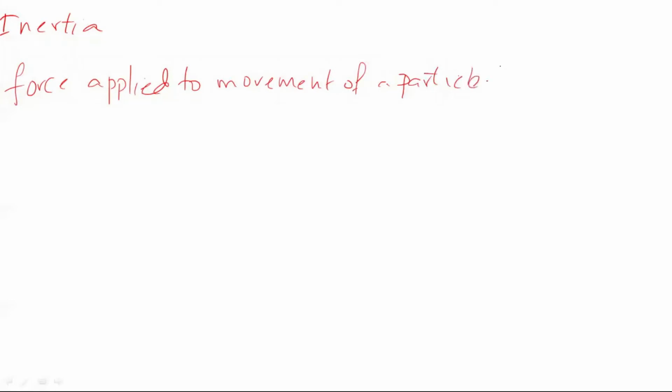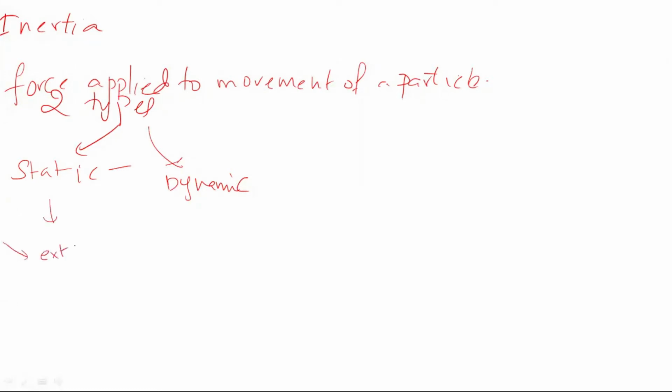Next, there are two types of inertia. One is static inertia and the other is dynamic inertia. Static inertia says that until we apply an external force, there will be no change in the position of the object.